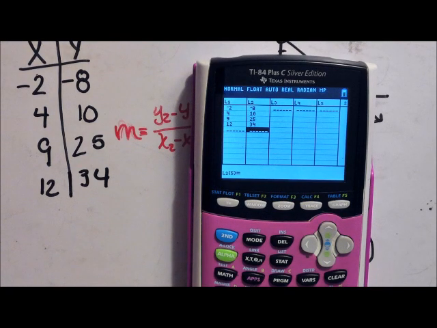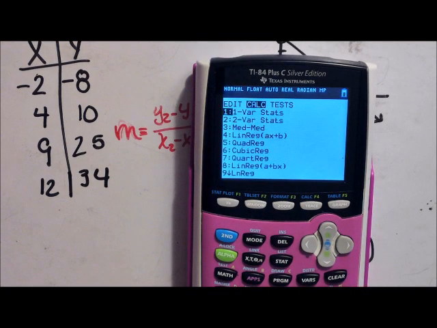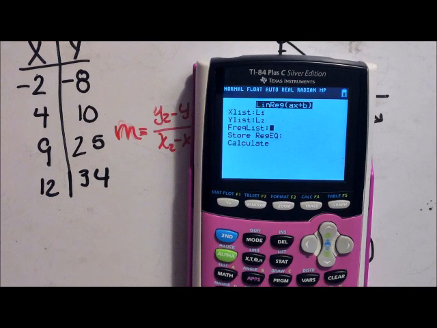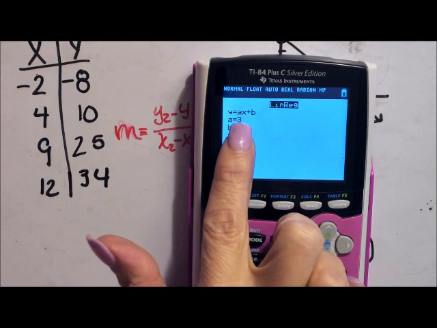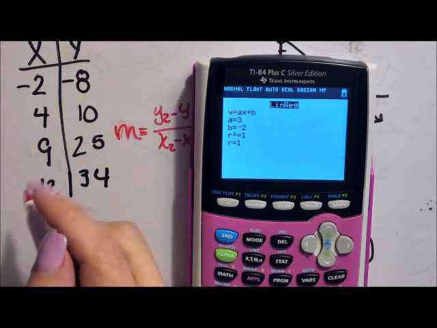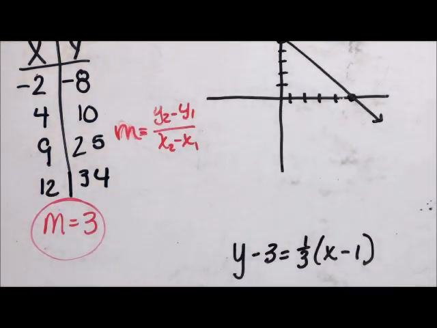Okay, so rate of change is a constant rate of change. It's linear. So I go to stat, calculate, and I do number 4, a linear regression. I want to know what is the slope? What is the rate of change? What is the m? Remember, m is in the place of the a, so a is 3. So that would mean my slope right here is 3. If I plugged it in, I would get that same answer.